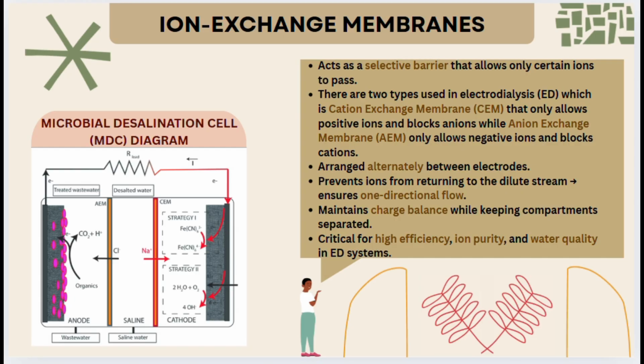It is arranged alternately between electrodes, preventing ions from returning to the dilute stream, and ensuring one-directional flow. One of its functions is that it maintains charge balance while keeping compartments separated. It is also critical for high efficiency, ion purity, and water quality in ED systems.